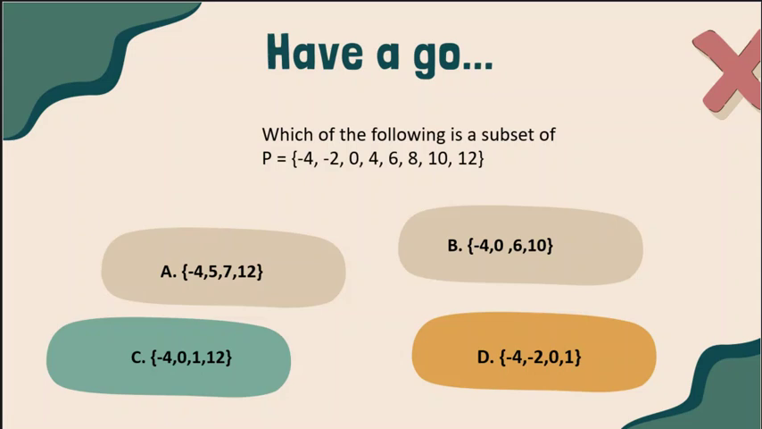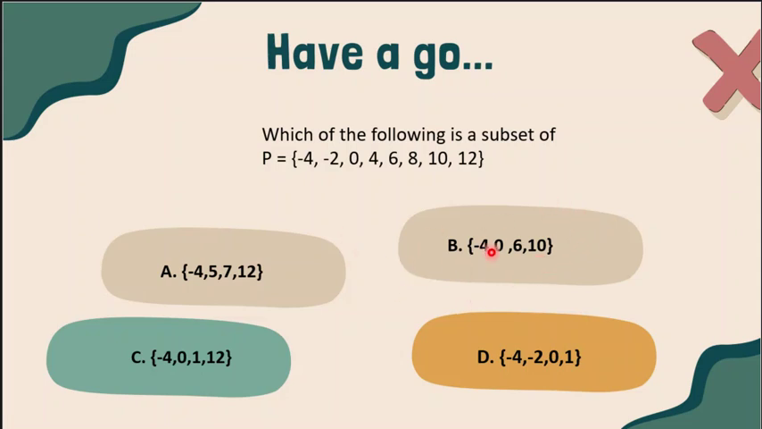Clearly, you can see that not all the elements here can be found here. So 5 and then 7 do not exist in set P. So we can't say that A is a subset of P. The same way, when we come here, we can do a comparison. We see that 4 is there, 0 is there, 6 is there, and then 10 is there. So B is a potential answer.